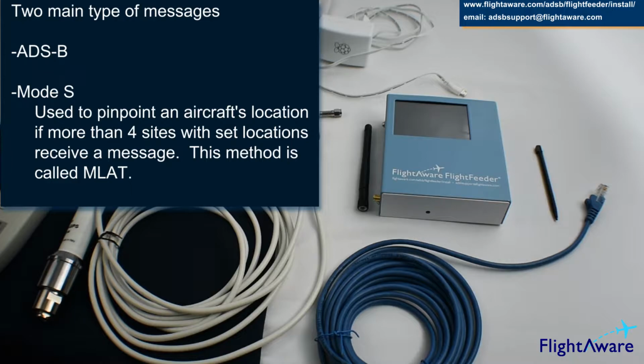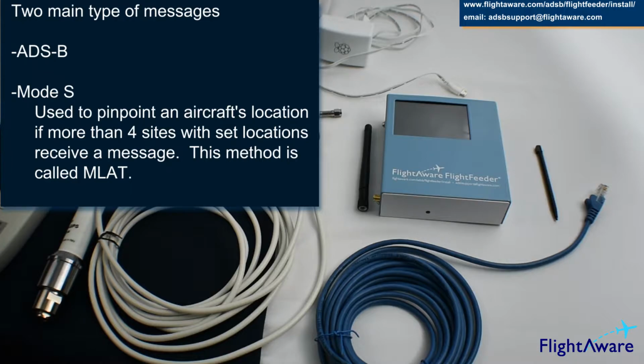MODES messages, on the other hand, don't include location. So if your station sends a message to FlightAware about a particular aircraft, FlightAware will look for the other stations nearby that also sent a message about the aircraft. And if 4 or more stations send a message to FlightAware, the location of that aircraft can be pinpointed. This is called multilateration, more commonly referred to as MLAT.